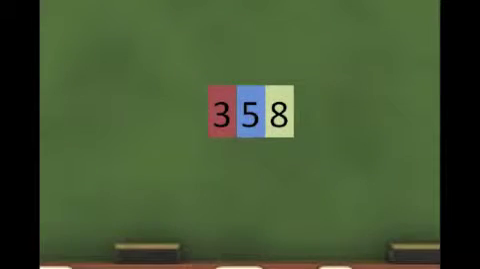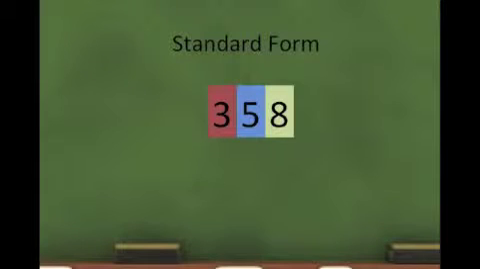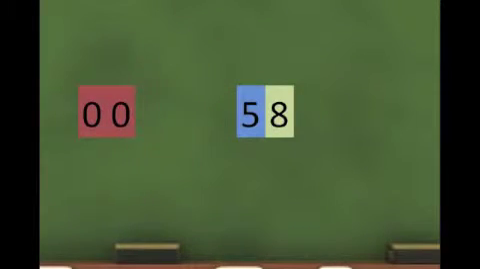Here is the number 358. This number is in standard form. If we were asked to put this number in expanded form, the first thing we need to know is how much each of these digits is worth. The 3 in this number is in the hundreds place, so the 3 is worth 300.